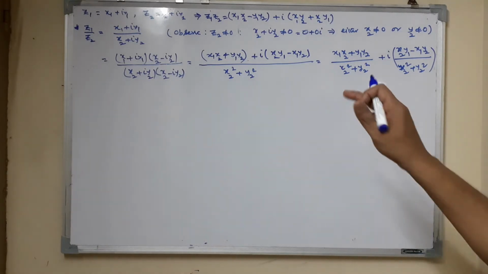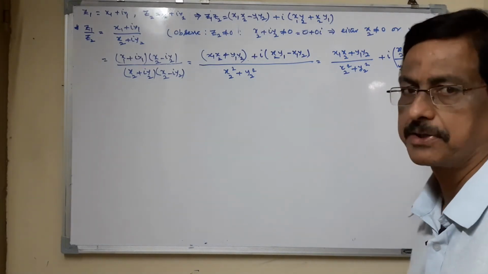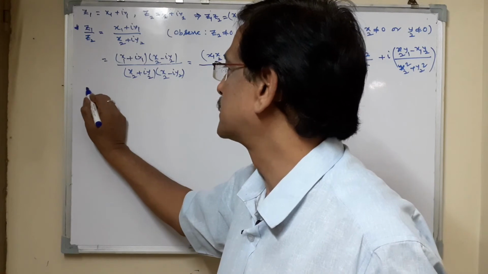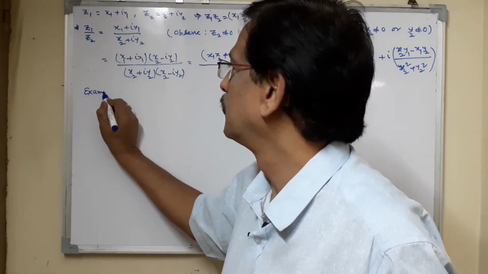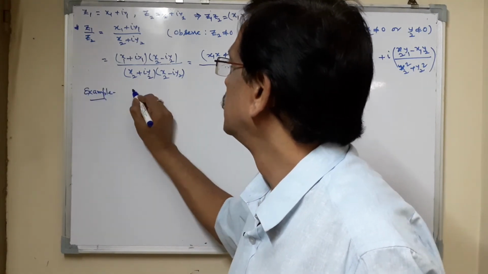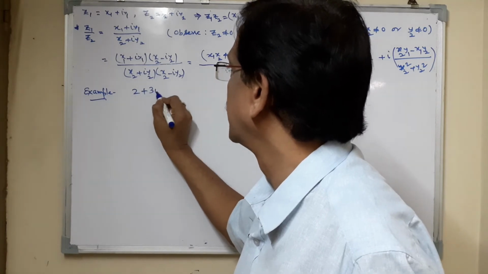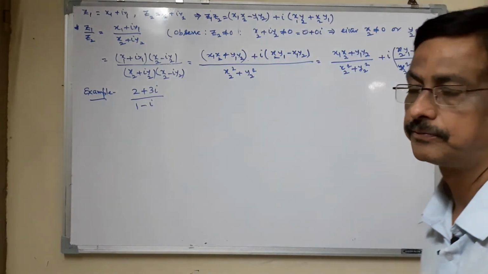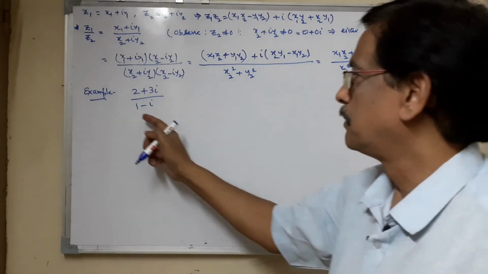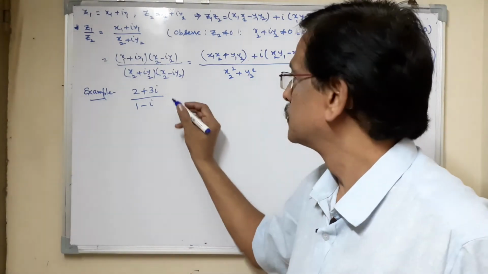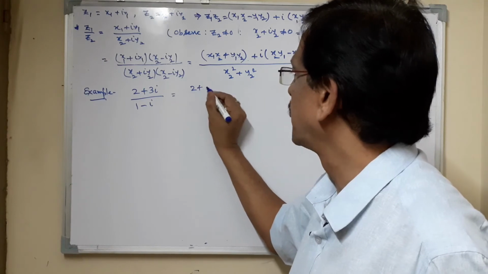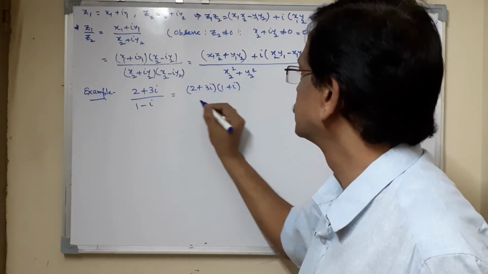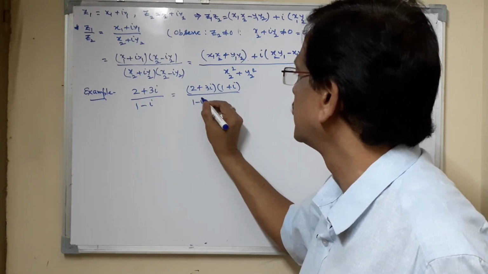I don't care about this kind of expressions. Simply we can follow in our own way. For example, let me look at an example. What is (2 plus 3i) by (1 minus i)? Remember, this is non-zero. So what I have to do is (2 plus 3i) into (1 plus i), because I am multiplying by the conjugate, (1 minus i) into (1 plus i).